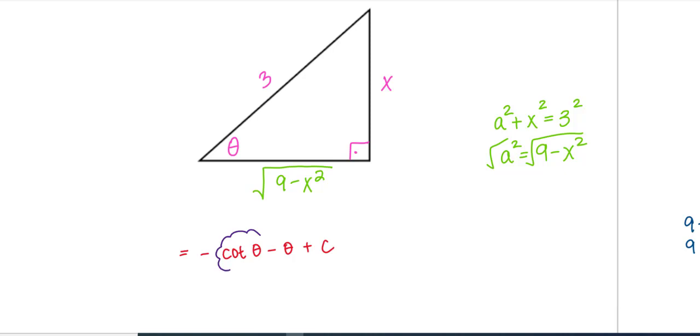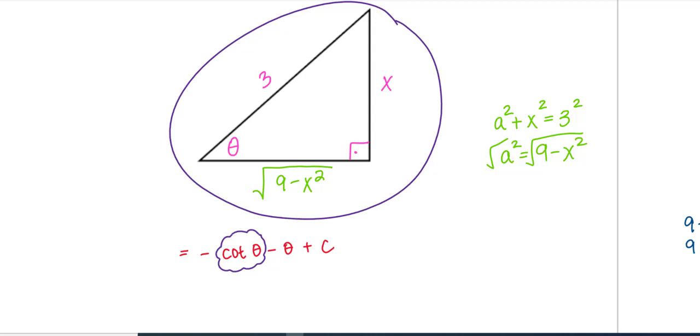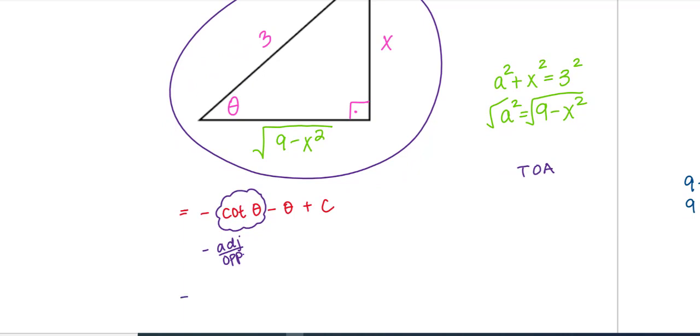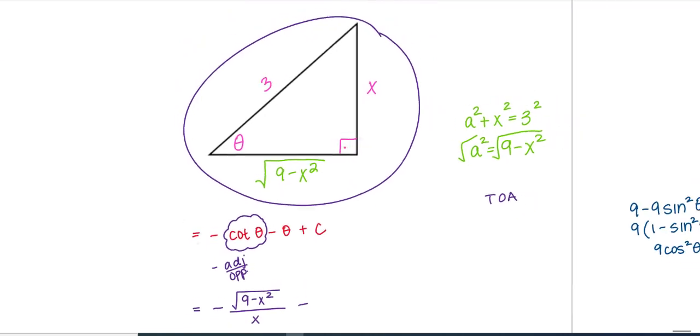Well, what is cotangent of theta? You have a right triangle. You know all 6 trig ratios. So cotangent of theta, if tangent is opposite over adjacent, cotangent of theta would be adjacent over opposite. So this will turn out to be, with of course the negative out front, adjacent of the angle is that square root of 9 minus x squared quantity. Opposite is x. In theta, you actually have 6 different ways of writing theta out.